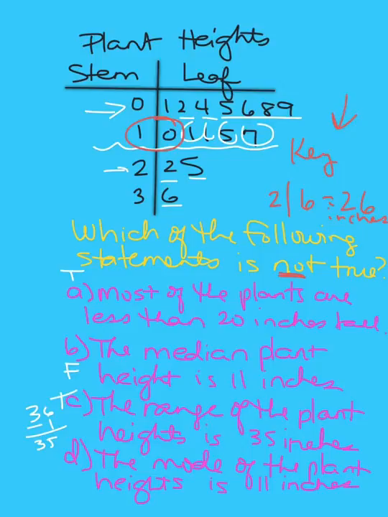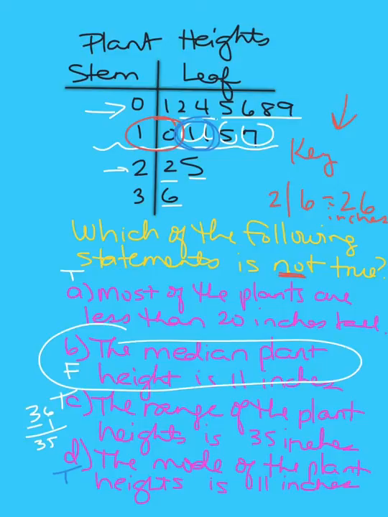Letter D says the mode of the plant height is 11 inches. Looking at this, 11 definitely appears twice, and nothing else appears twice. So my mode is, in fact, 11 inches, so that's true. So now, again, I go back to my question, which asks which of the following statements is not true, and that is letter B. The median plant height is 11 inches.